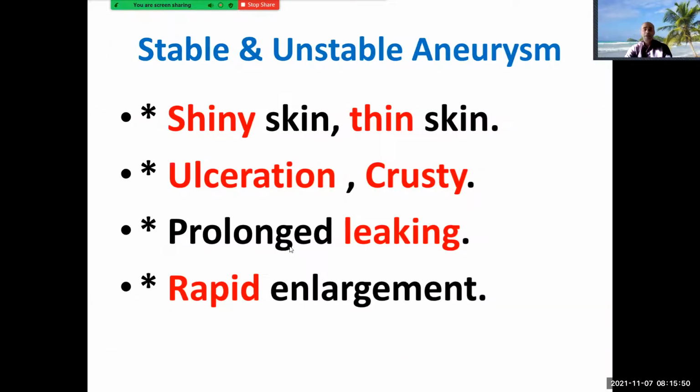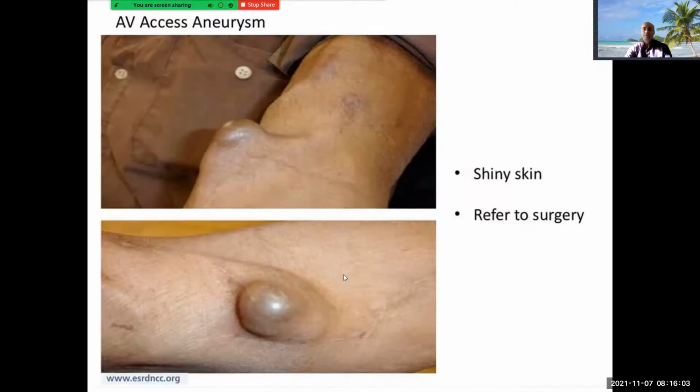And I will show you the alarming aneurysm now, so you know what is meant by a stable and unstable aneurysm. Unstable aneurysm has shiny, thin skin, ulceration, crusting, prolonged leaking, and rapid enlargement. We'll see here, look at this fistula. Look at this bending rupture. Maybe it will rupture at any time. Any simple trauma can lead to rupture of this fistula, or hypopigmentation at the top here with nodding. This is high risk for rupture too.